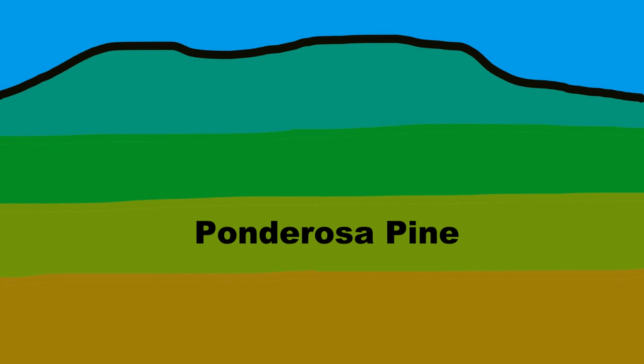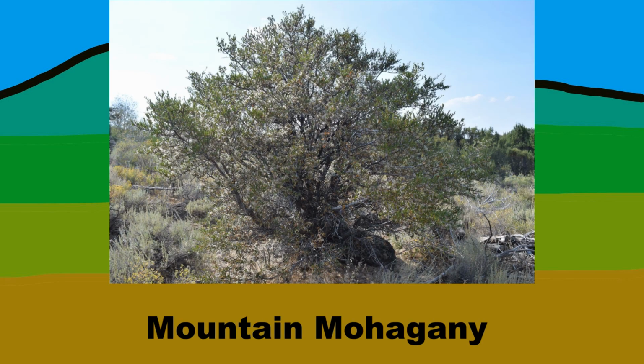And then going down another life zone into the ponderosa pine life zone, we're going to talk about the mountain mahogany. The mountain mahogany looks like a deciduous plant because it has leaves, but it doesn't really drop many of them in the winter. It keeps a lot of them. Its leaves are really tiny.